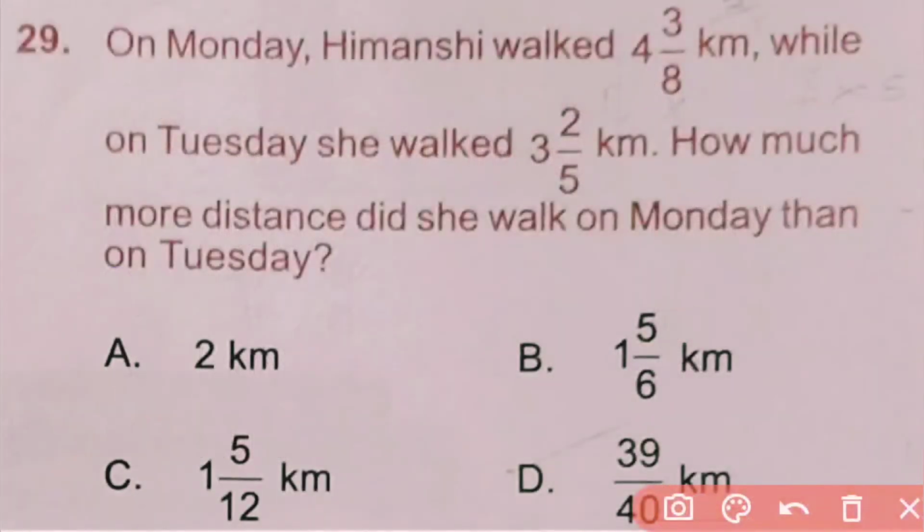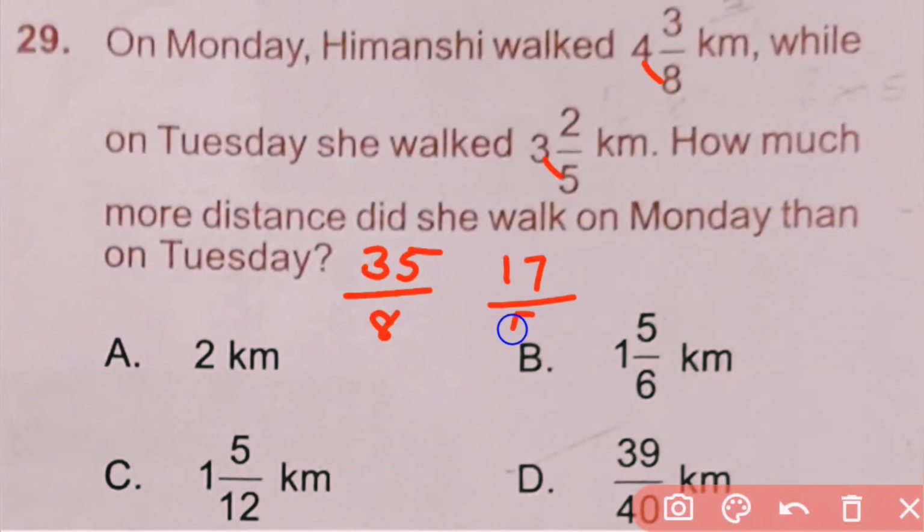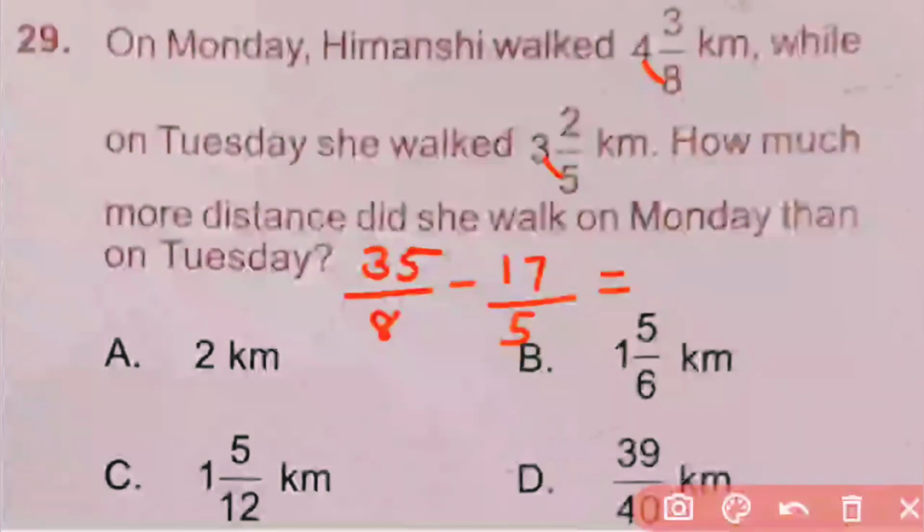Question number 29. On Monday, Himanshi walked 3/8 kilometer, while on Tuesday she walked 2/5 kilometer. How much more distance did she walk on Monday than on Tuesday? So on Monday she walked, here 4 into 8 is 32, 32 plus 3 is 35, 35 by 8, and on Tuesday she walked 17 by 5. Here we need to do subtraction, so their denominators are different. Find the LCM of 8 and 5.